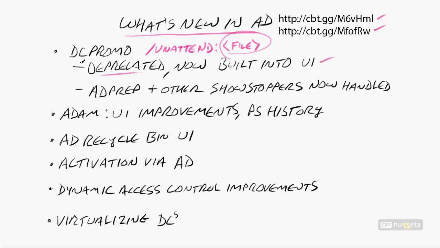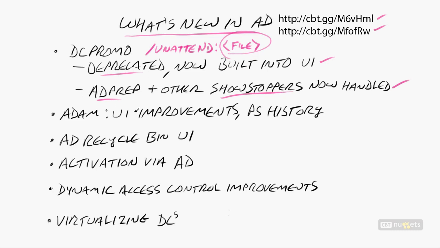Okay, so at least in terms of exam purposes, the idea that we want to understand is that it's deprecated and you don't use it anymore. There's also AD prep and other showstoppers. In other words, any other prerequisites that might stop a successful installation of a domain controller are now very well handled in the prerequisites check. Microsoft has mentioned publicly that one of their common calls for support services has been problems with DC Promo in previous versions of Windows, and they want to try to get rid of that as much as they can.